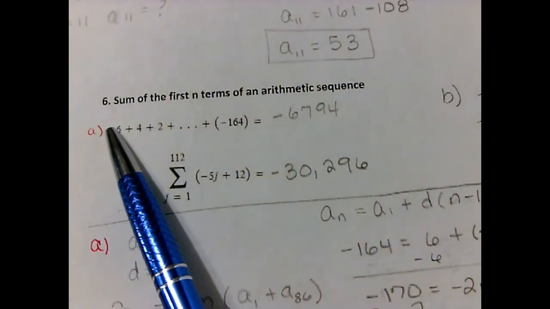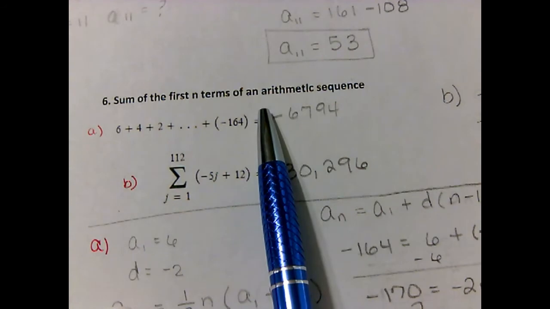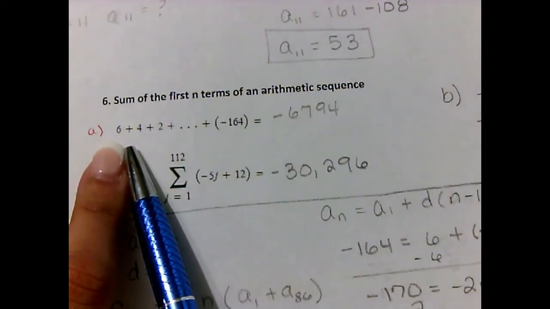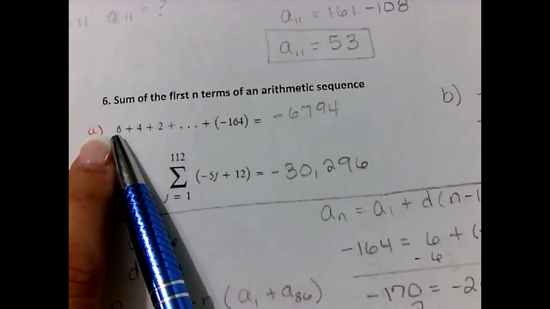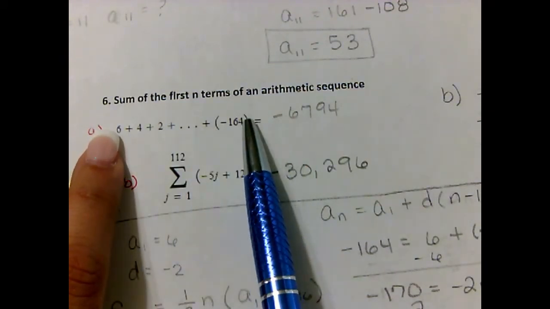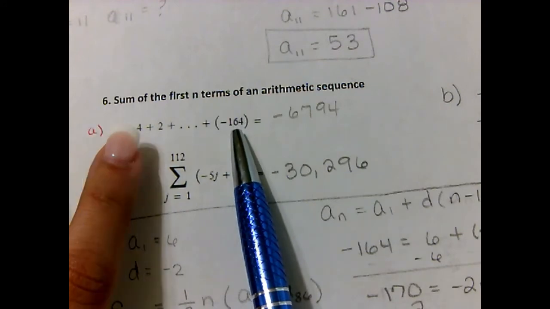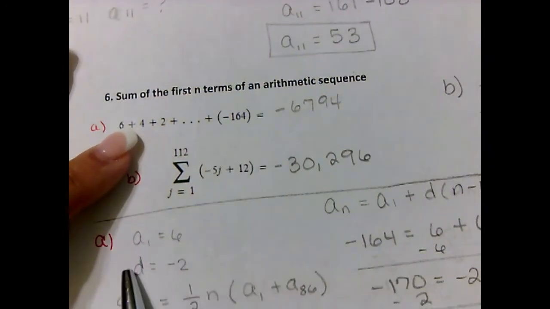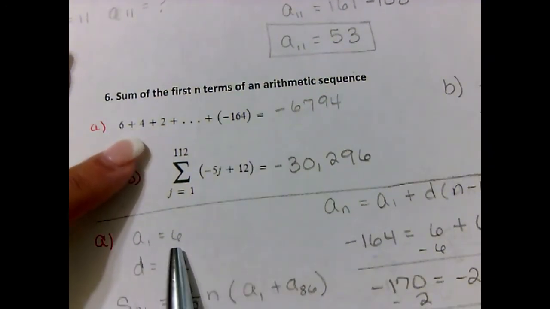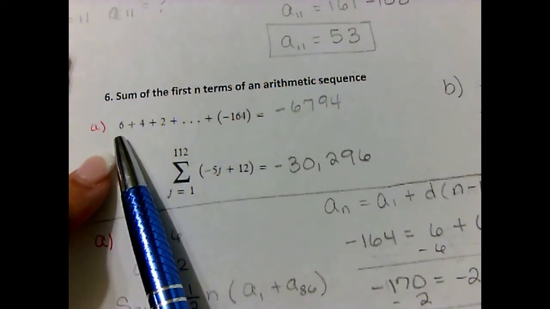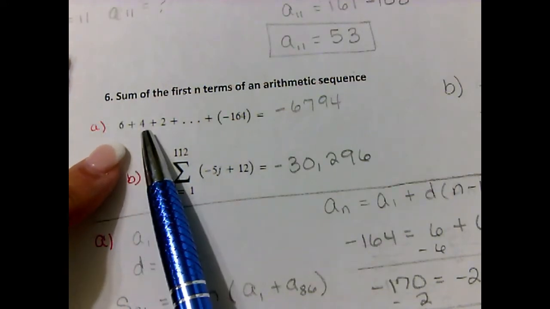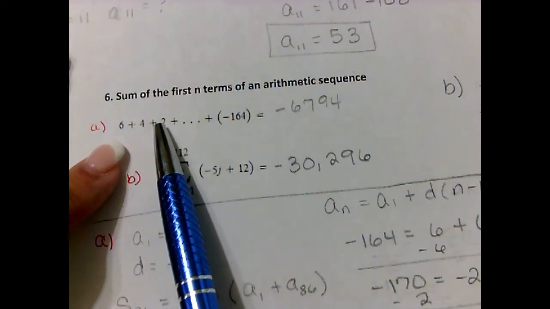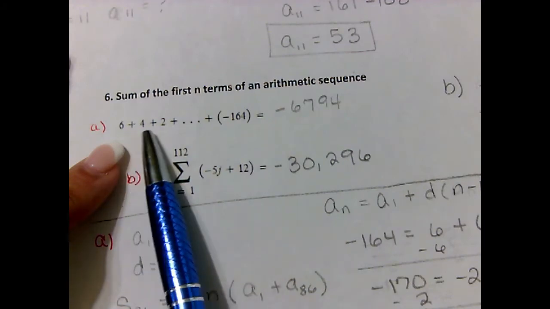Number 6 says find the first terms of the arithmetic sequence. So what we're doing here is we're given our first term and we're given a last term, but we don't know what this last term is, so that's what we're going to go ahead and find. I do know the first term is 6, so I put a of 1 is equal to 6 here, and then notice that we can determine what our difference is. We went from 6 to 4, that's going to be a subtraction of 2. And then from 4 to 2, that's another subtraction of 2. So our common difference is negative 2.